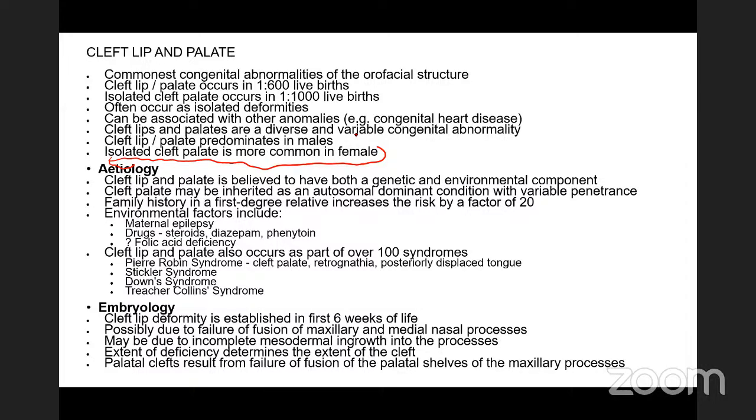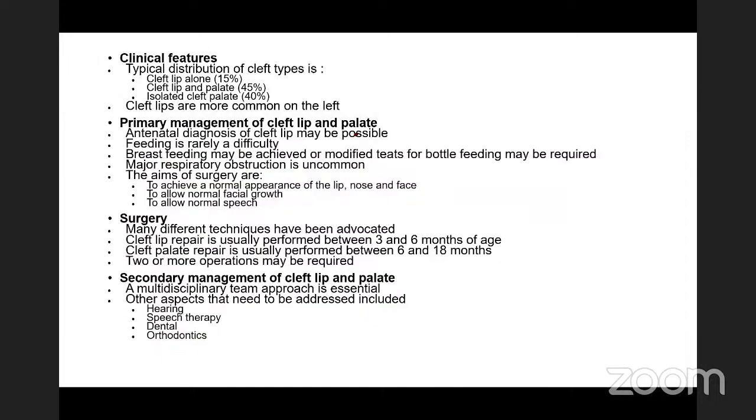Now is the embryology. Cleft lip deformity is established in the first 6 weeks of life and is possibly due to failure of fusion of the maxillary and medial nasal processes. This may be due to incomplete mesodermal ingrowth into the processes. Its extent of deficiency depends on the extent of the cleft. Palatal cleft results from failure of fusion of palatal shelves and maxillary process.